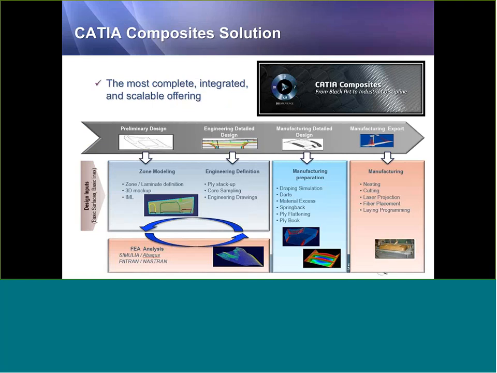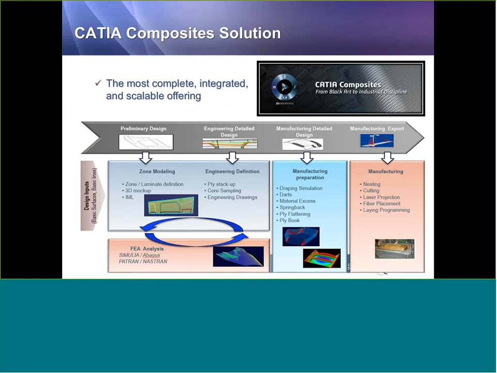What CATIA is offering right now is the complete end-to-end solution. It starts with preliminary design, where you can create zones and do some basic engineering definition. You can create IML and 3D mock-up, as well as create ply stack-up, engineering drawings, and things like that.